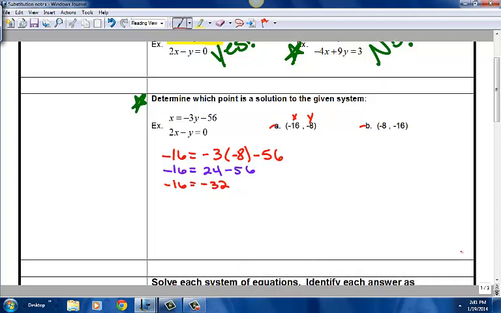Okay, voila, there's the work. So what I end up with is negative 16 equals negative 32. My brain knows that that is not a true statement. Therefore, answer choice A must not be the solution to the system. So now I'm going to try the same situation, but I'm going to use answer choice B over here.